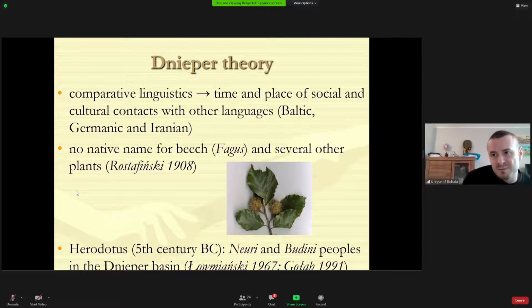And another evidence is that the Slavs do not have a native name for the beech tree, and also for several other plants. The beech tree in Polish is called Buk. According to the linguists, this word was borrowed from Germanic languages. So because Slavs do not have a native name for this tree, they must have lived in an area where these beech trees were not present. In Poland there are many beech trees, and in Ukraine there are no such trees. So this is another evidence.